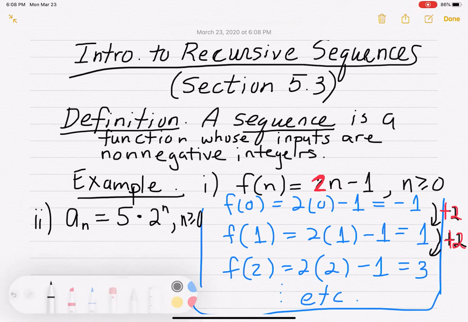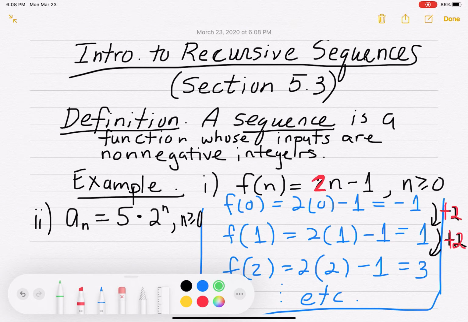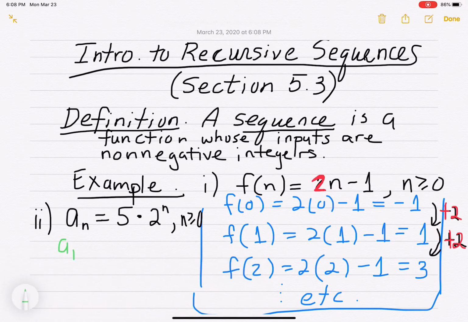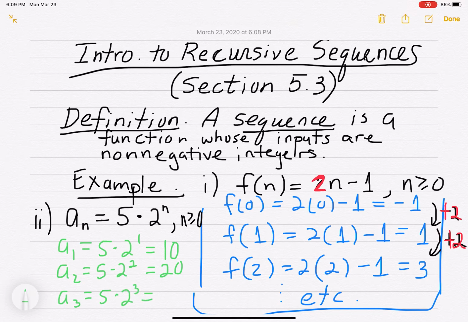So let's go green. I'm looking at A1. A1 would be 5 times 2 to the 1. That's 5 times 2, or 10. A2, plug in 5 times 2 to the 2. It's going to be 5 times 4, 20. A3 would be 5 times 2 to the 3. That's going to be 5 times 8, 40. And so on and so forth.